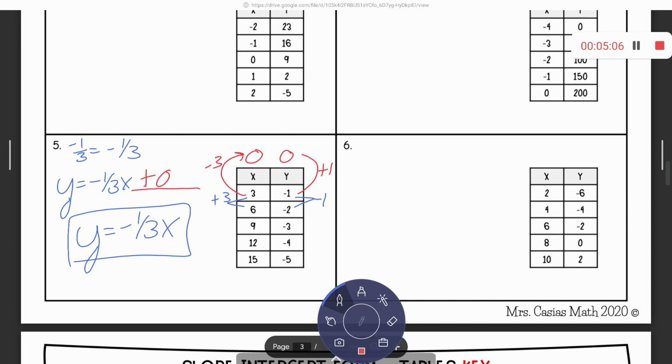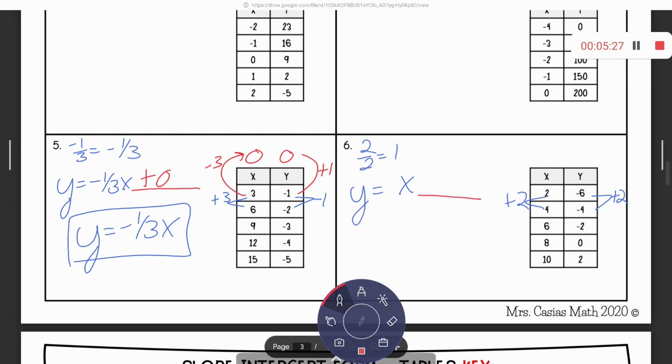Okay, next one. Negative 6 to negative 4 is plus 2. This is plus 2. So that means it's 2 over 2, which is 1. So my equation is y is equal to 1x. But I really don't need to write that 1 because you only see 1x here.